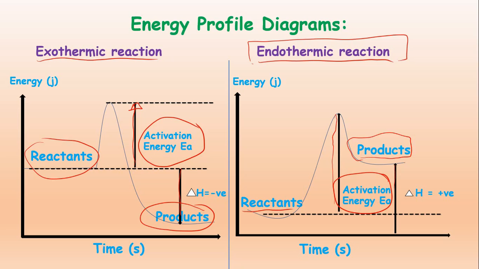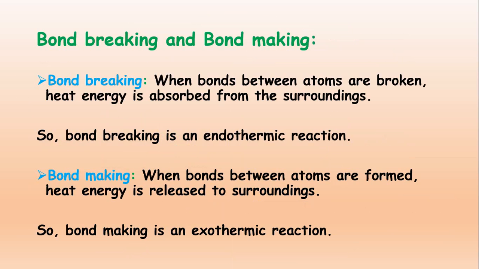In the exam, they will give any reaction and ask you to draw the exothermic or endothermic reaction, and we have to write the reactants here. Suppose hydrogen, oxygen, or any chemical reaction, we just have to write the reactants and products, then the activation energy and delta H will be the same. So this is how to write the answer related to exothermic and endothermic reactions, related to energy profile diagrams.